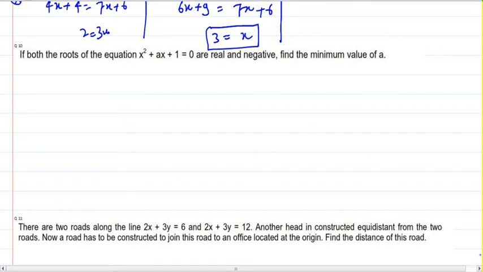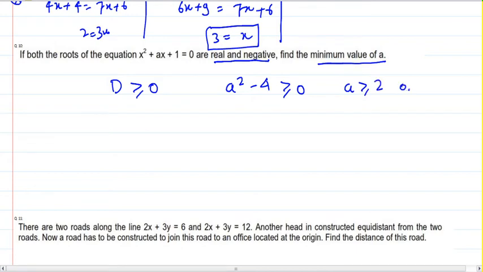If both the roots of equation x square plus ax plus 1 are real and negative, the minimum value of a should be. First of all, you want roots to be real. Real is the case when the discriminant is more than equal to 0. Here, I have discriminant as a square minus 4 more than equal to 0. So I have got a more than equal to 2 or a less than equal to minus 2.